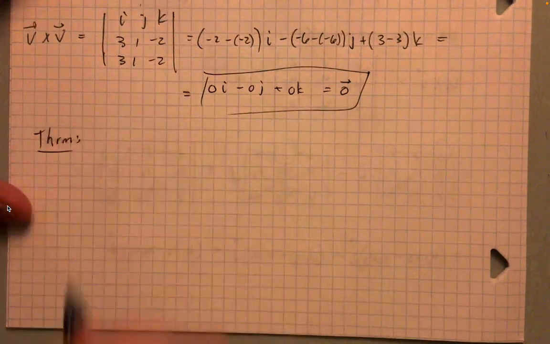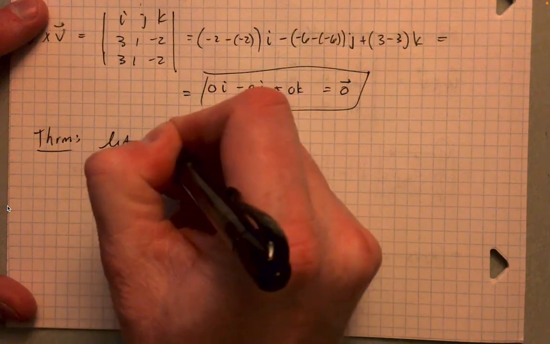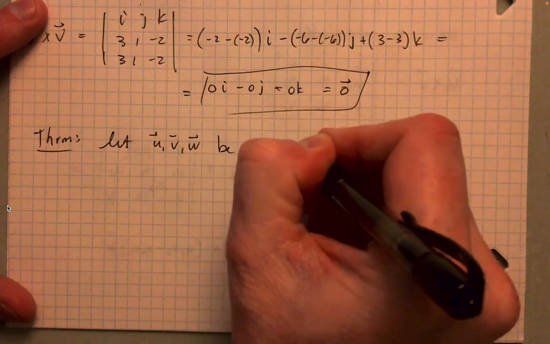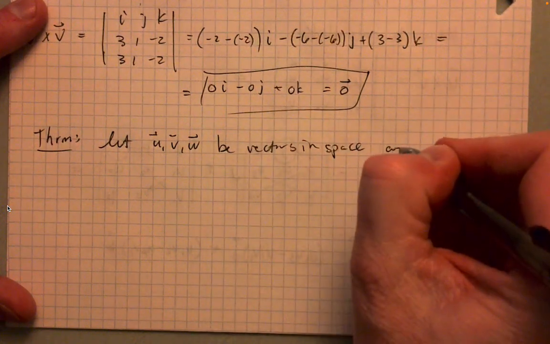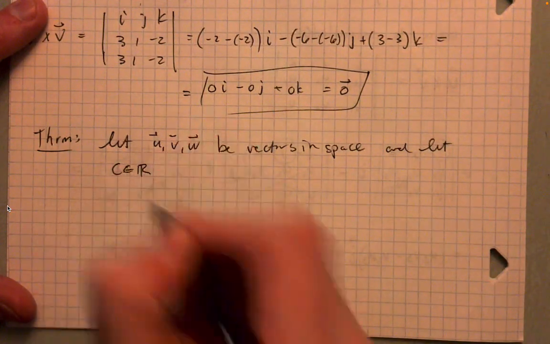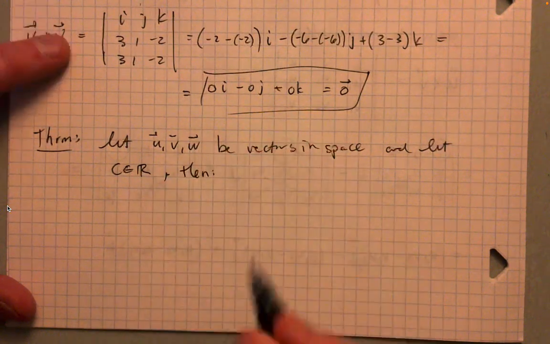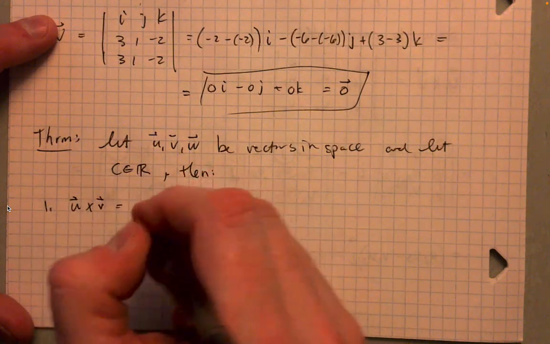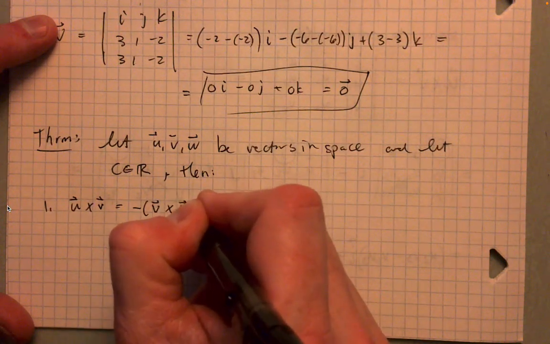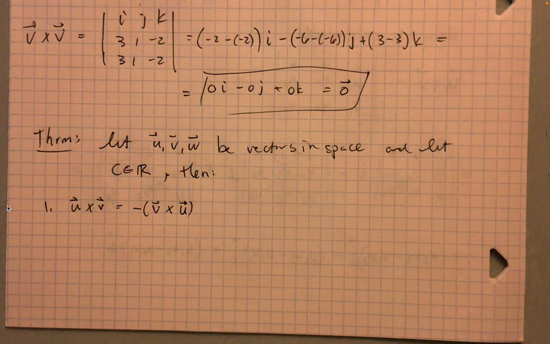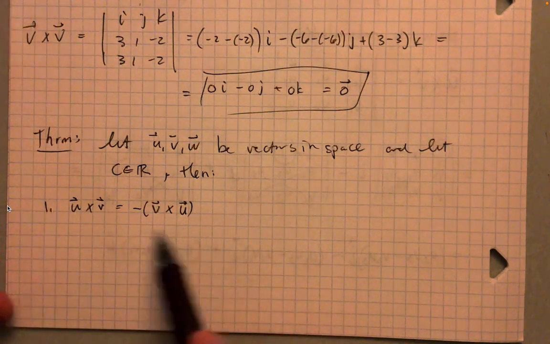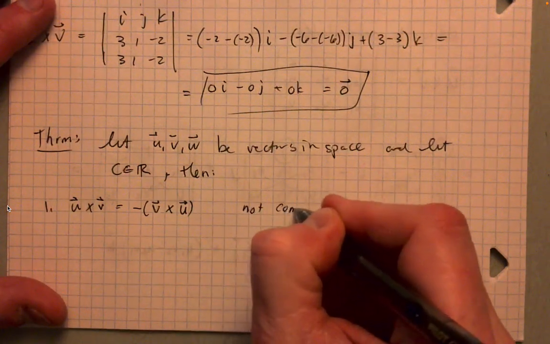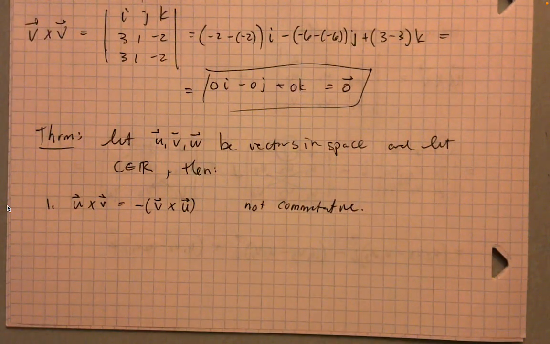So theorem, we'll let u, v, w be vectors in space, and let c be a real number. c is in R. Then, okay, so the first thing is what we just saw, u cross v is equal to negative v cross u. Okay, so we saw an example of this just a moment ago. And so this shows you that it's not commutative, right? Cross product is not a commutative operation. The dot product is, regular multiplication is, but the cross product is not.